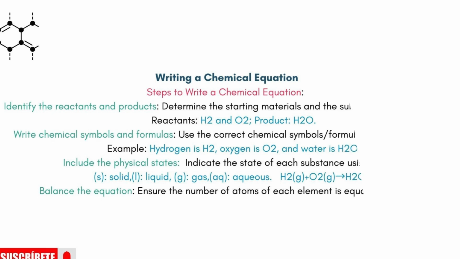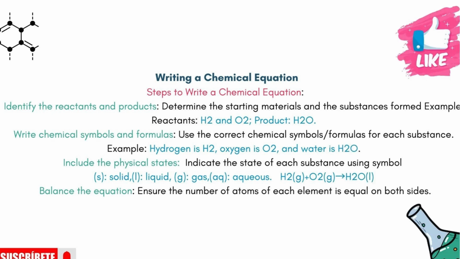2. Writing a chemical equation. Steps to write a chemical equation: identify the reactants and products, determine the starting materials and the substances formed. Example, reactants: hydrogen H2 and oxygen O2. Product: water, H2O. Write chemical symbols and formulas. Use the correct chemical symbols and formulas for each substance. Example, hydrogen is H2, oxygen is O2, and water is H2O.